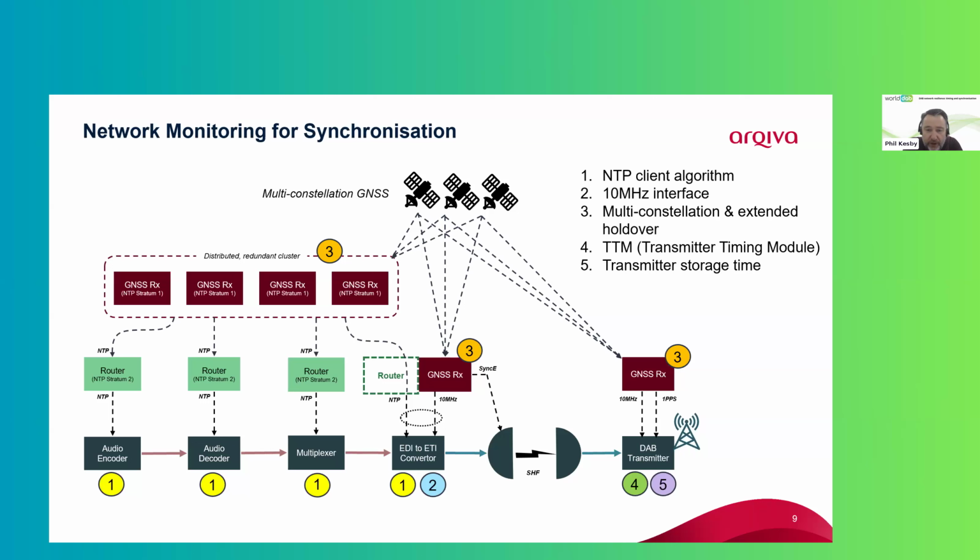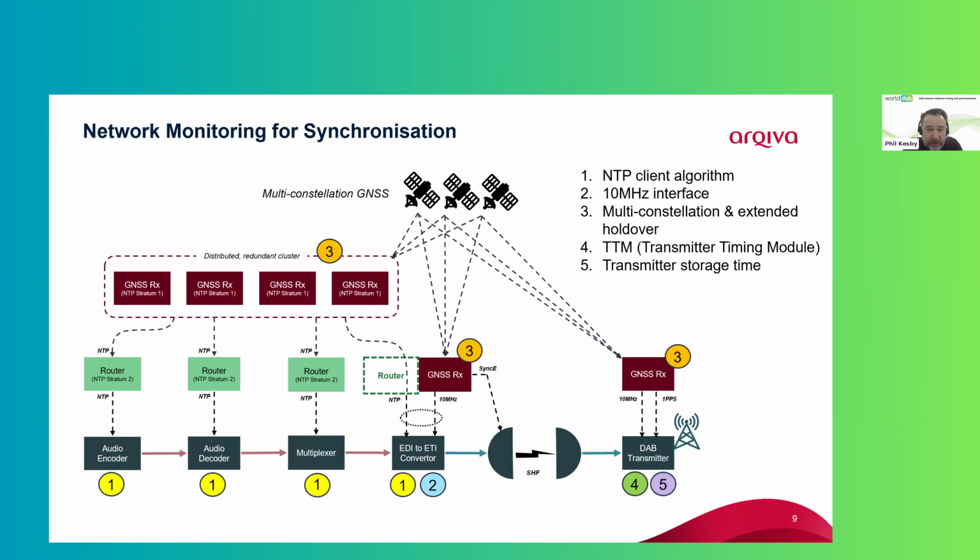The number 3 on the diagram, which applies to all of our GNSS receivers, is the ability for these to all use constantly and compare between more than one constellation. So these are all multi-constellation devices. So they're constantly measuring and trying to compare and make sure that if one of the constellations becomes unusable, that again, it's removed from the process.